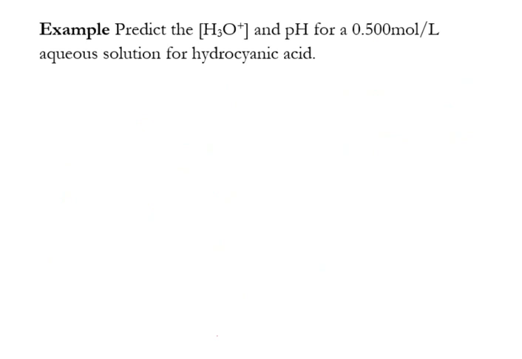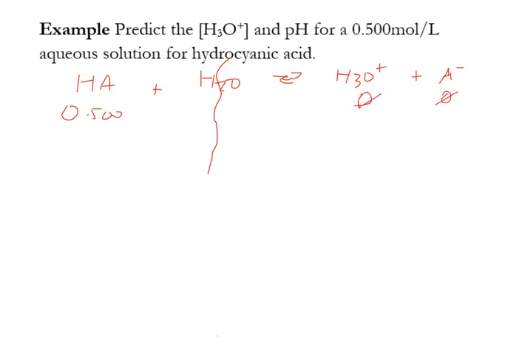This initial number right here is 0.500. By the way, I'm kind of speeding through this because after a while you start to recognize that all of these questions get set up almost in the exact same way. This will go down, this will go up, and you'll be left with this. Really, the only difference between this chart and the last chart is whatever number we start with in the corner here. It's the exact same thing. Okay, what is the Ka value for hydrocyanic acid? Think we did this one earlier.